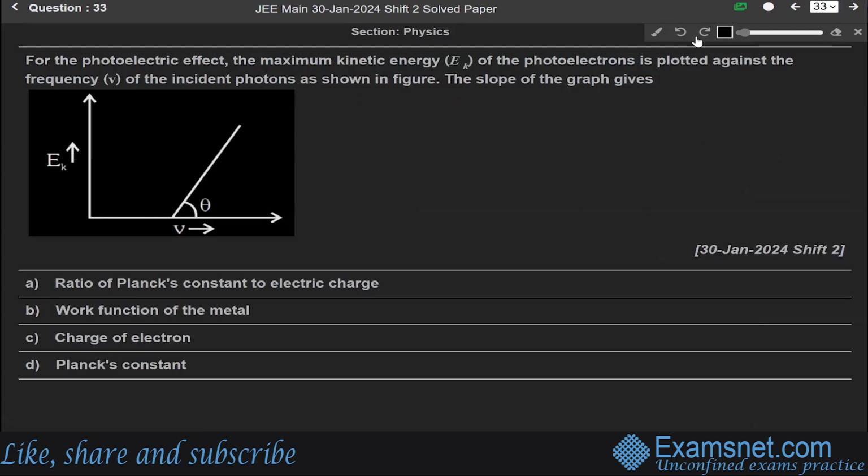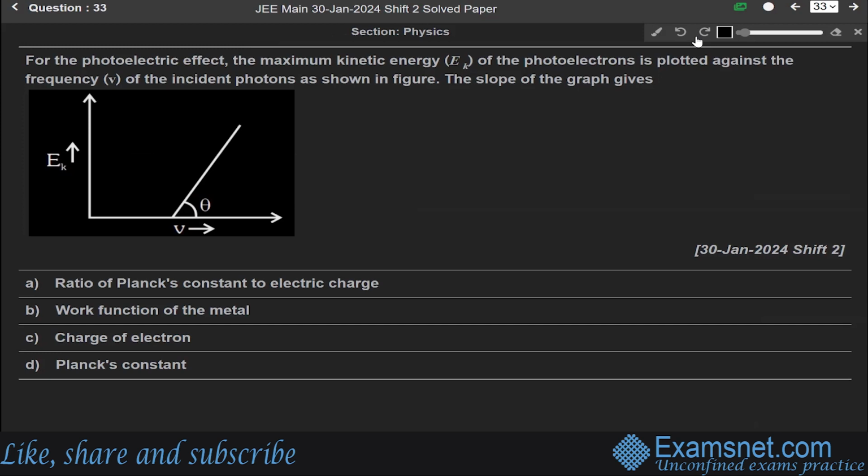Now next question 33. For the photoelectric effect, the maximum kinetic energy Ek of the photoelectrons is plotted against the frequency V of the incident photon as shown in the figure. The slope of the graph gives.